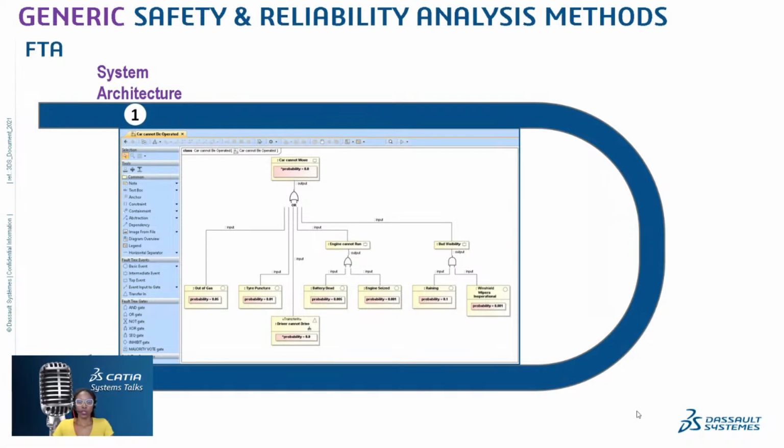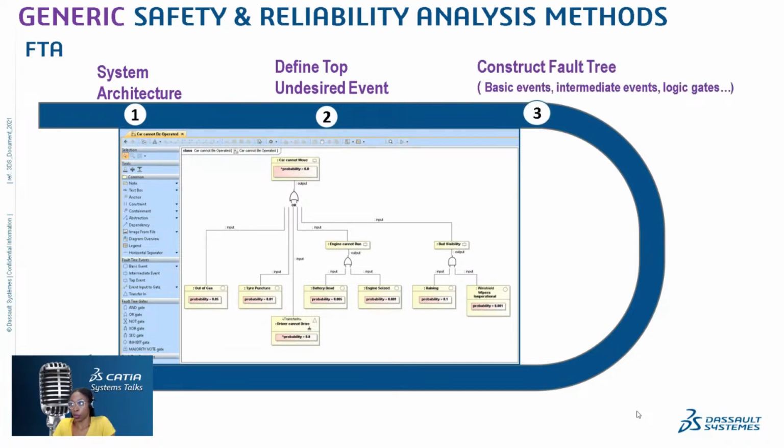Another method that we also implemented is the FTA, fault tree analysis. Again, you have your system architecture, and from that you can define the top undesired event. You can create your fault tree with basic events, intermediate events, and logic gates that we already have. You define a probability for each basic event, and if you have the simulation toolkit, you will be able to run a simulation to calculate the probability for the top event.